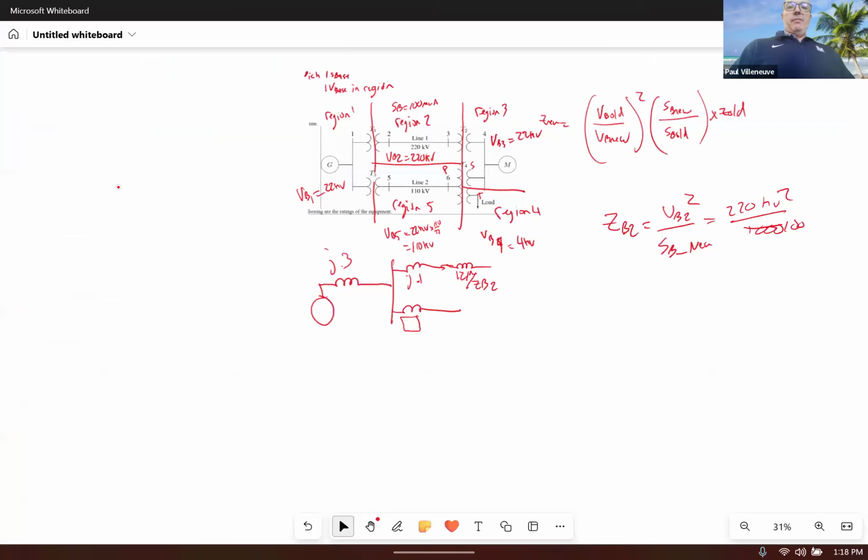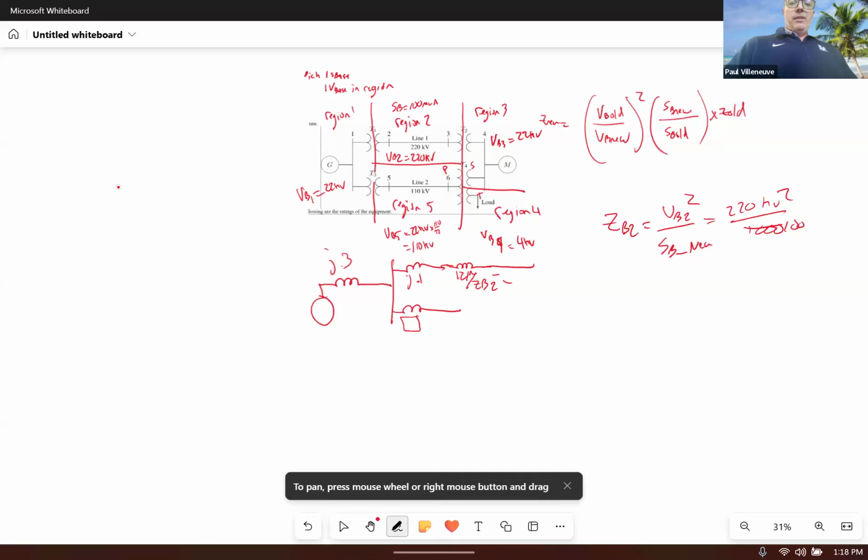So this becomes J.25 ohms. Now I have another transformer, which you should be able to do. So I'll leave that blank. I'll leave this blank. I'll leave this blank. And now I'm at the motor.